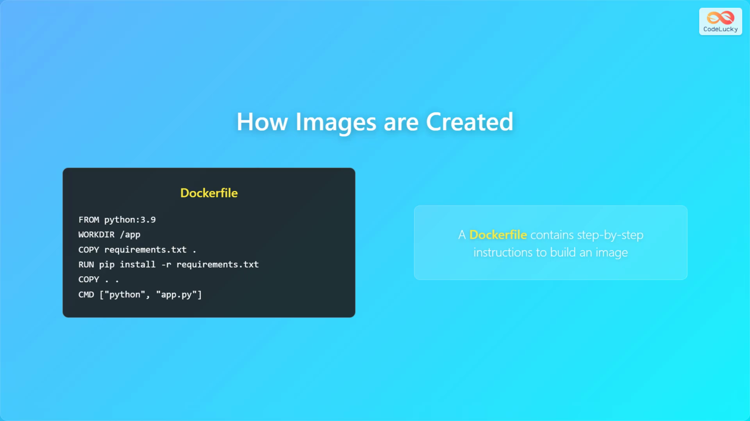Docker images are created using a Dockerfile. A Dockerfile contains step-by-step instructions to build the image. Here is an example of a Dockerfile.